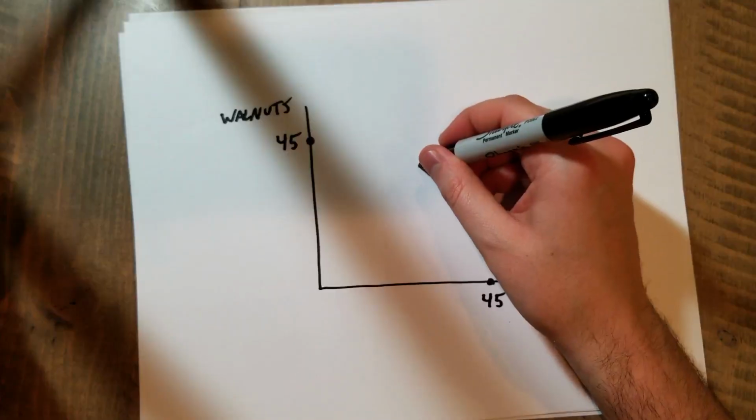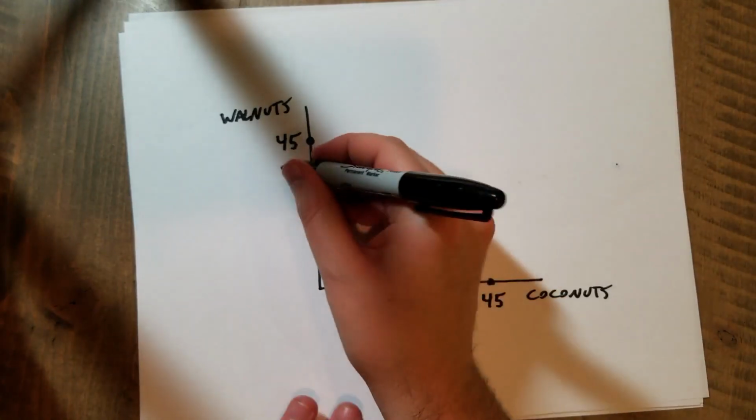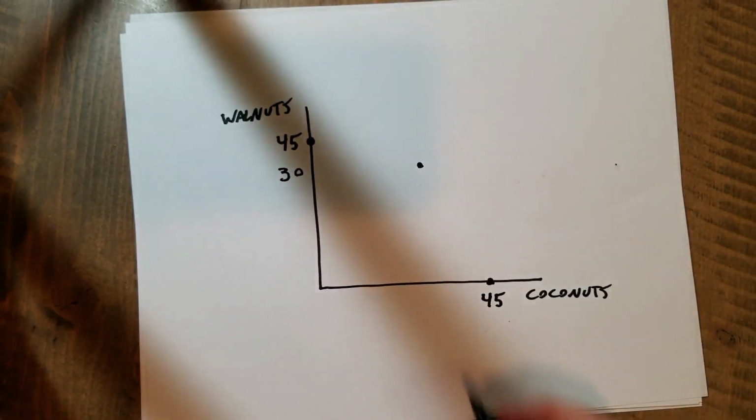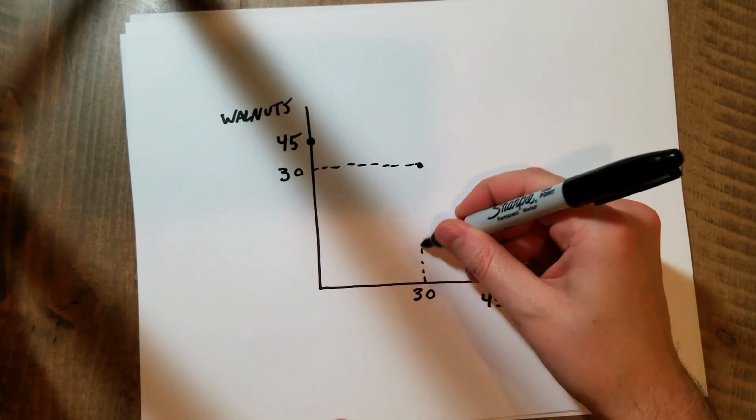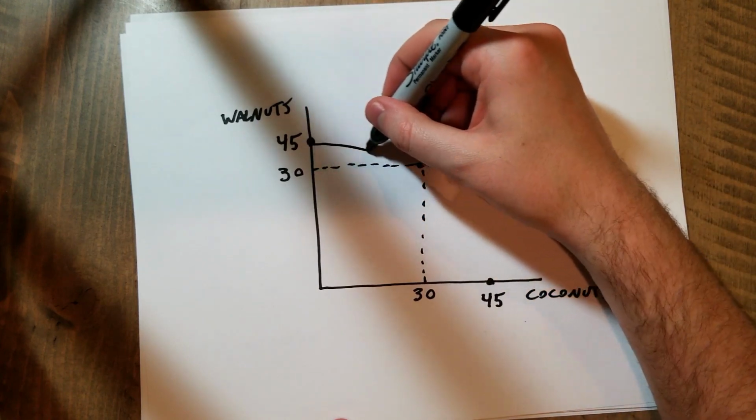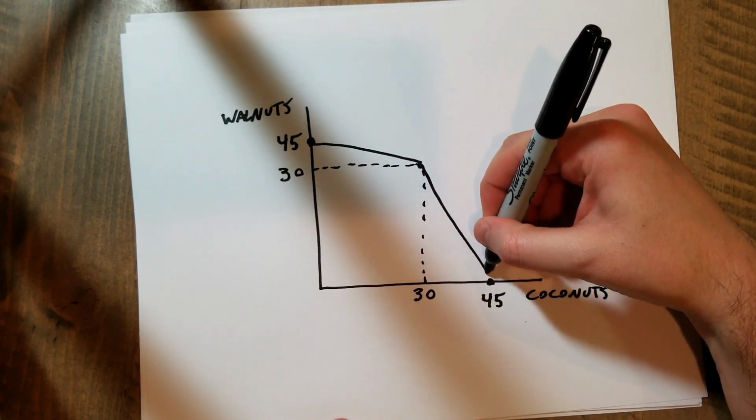So how many of each of these things are we going to get if each of them is specializing fully? Chuck is spending all of his time on coconuts, so we're going to get 30 coconuts. Wilson is spending all of his time on walnuts, so we are going to get 30 walnuts. We follow that point out here. We get our kink point, and then we can just connect the dots and get our nice shared production possibility frontier. You can see that this is, of course, at the point 30 and 30.